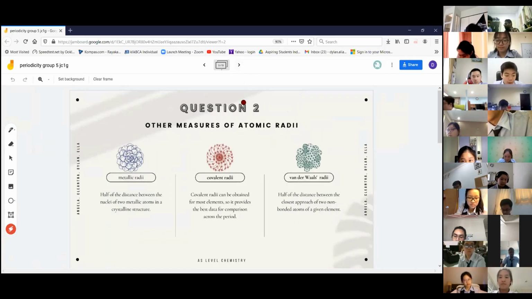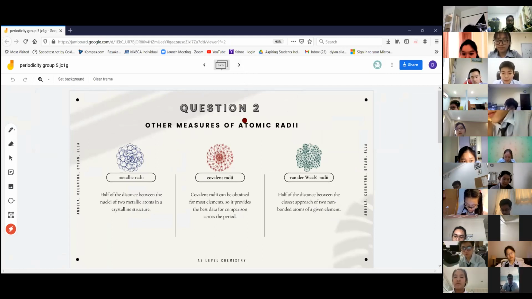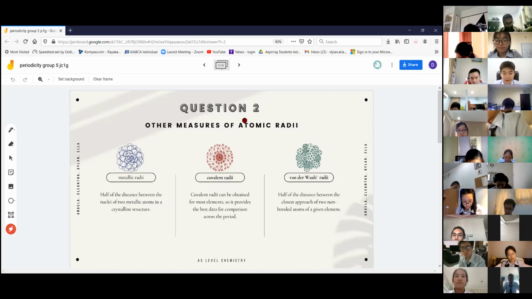Moving on, there are other measures of atomic radii such as the metallic radii, van der Waals radii, and covalent radii. For metallic radii, it is half of the distance between the nuclei of two metallic atoms in a crystalline structure. For the van der Waals radii, it is half of the distance between the closest approach of two non-bonded atoms of a given element. For covalent radii, it can be obtained for most elements, so it provides the best data for comparison across the period.